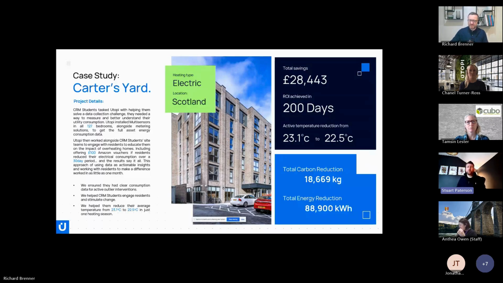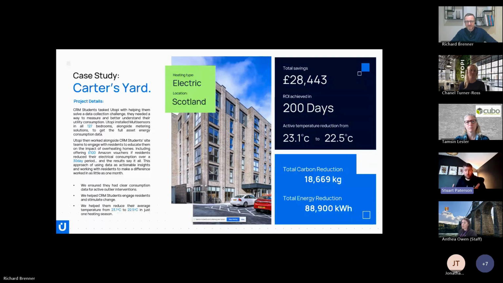We helped at the time, and what we didn't want to do was implement another capital project. We wanted to show the impact of the data that we had before we looked at anything else. The impact team here worked really closely with the operations team on site, and we helped them develop a simple, easy to implement resident engagement campaign, which focused on the environmental impact of overheating, and residents were able to win prizes if they were able to reduce their energy consumption.